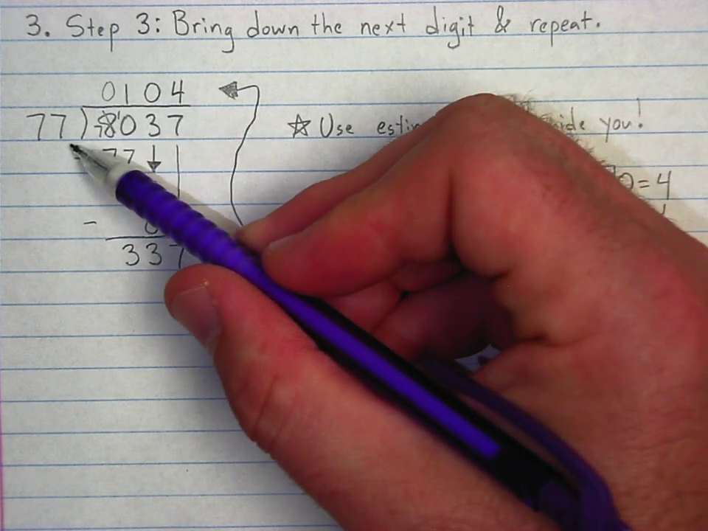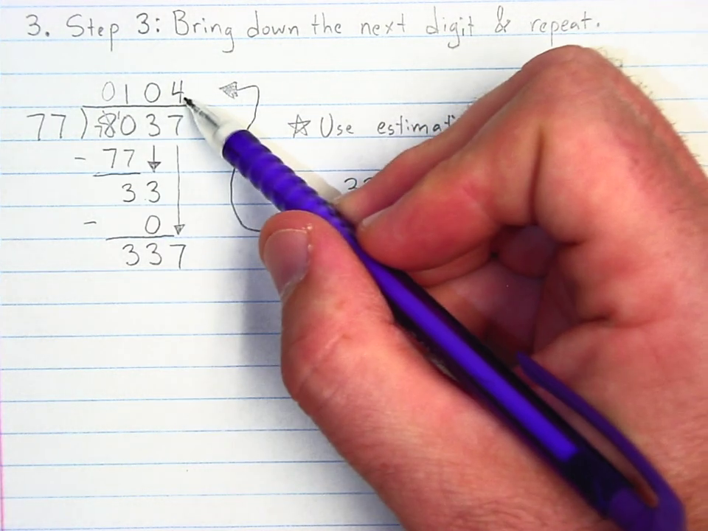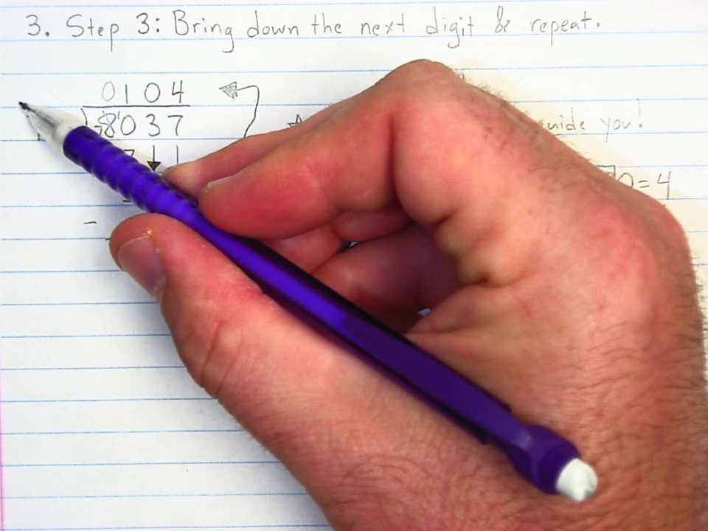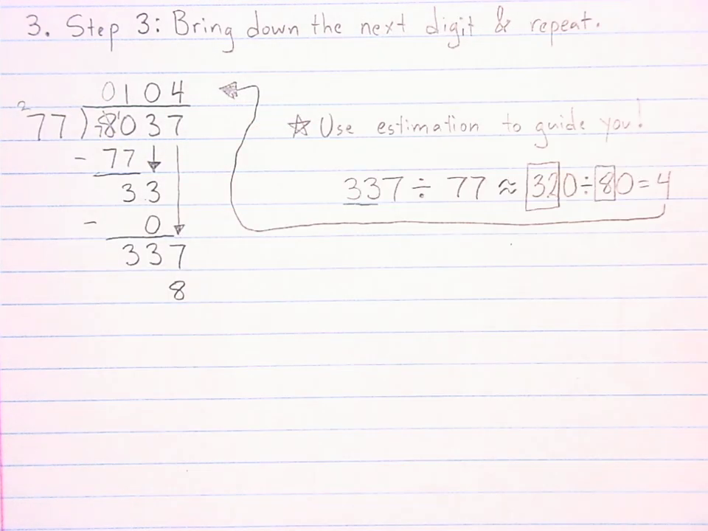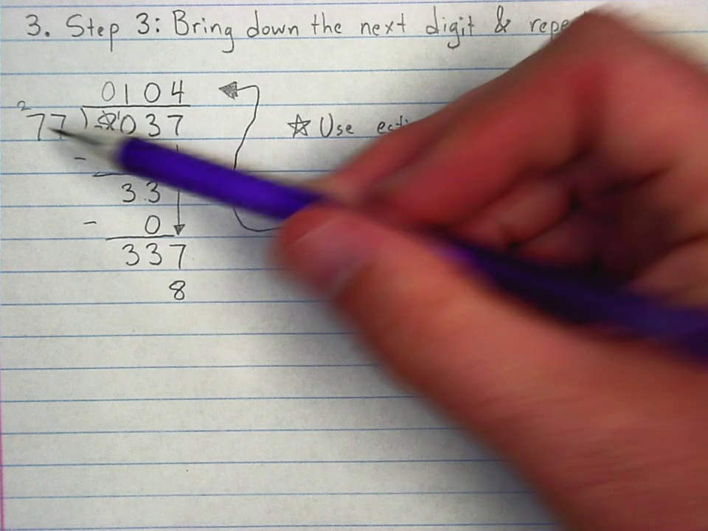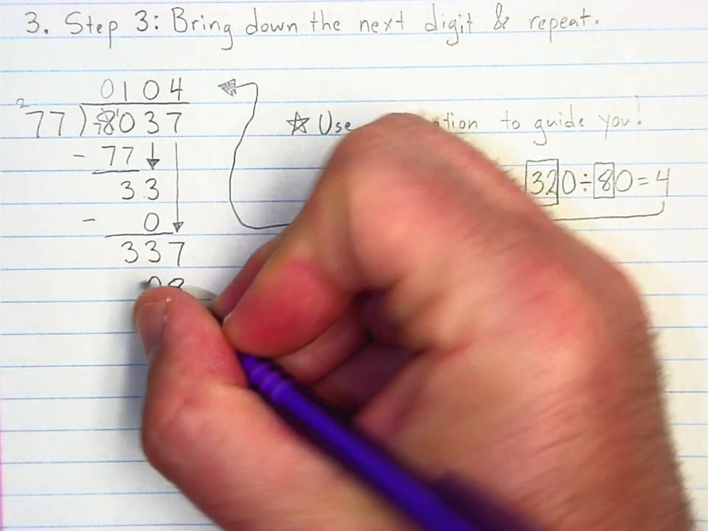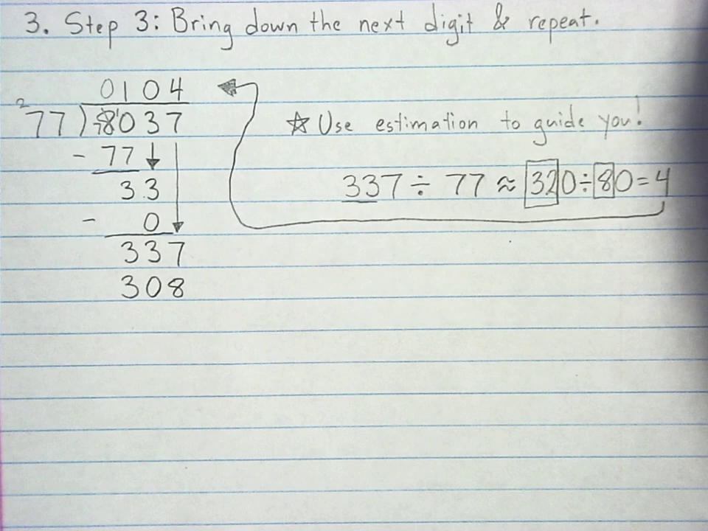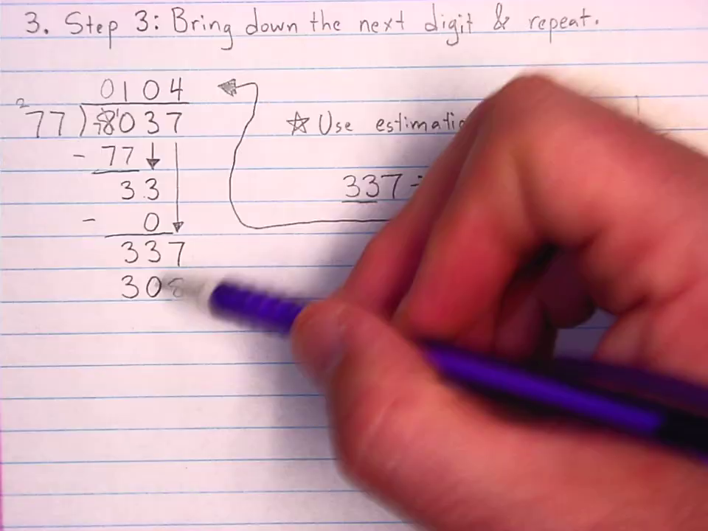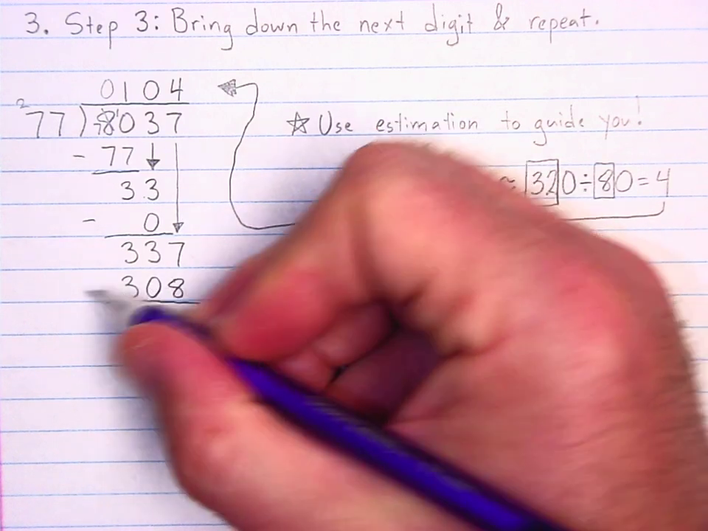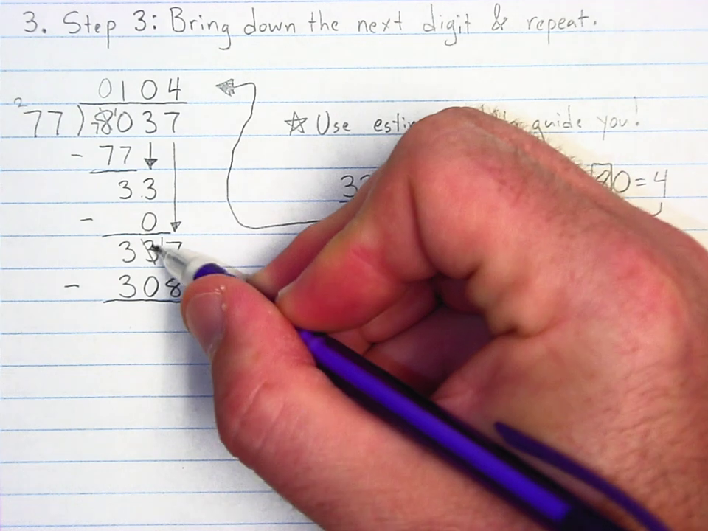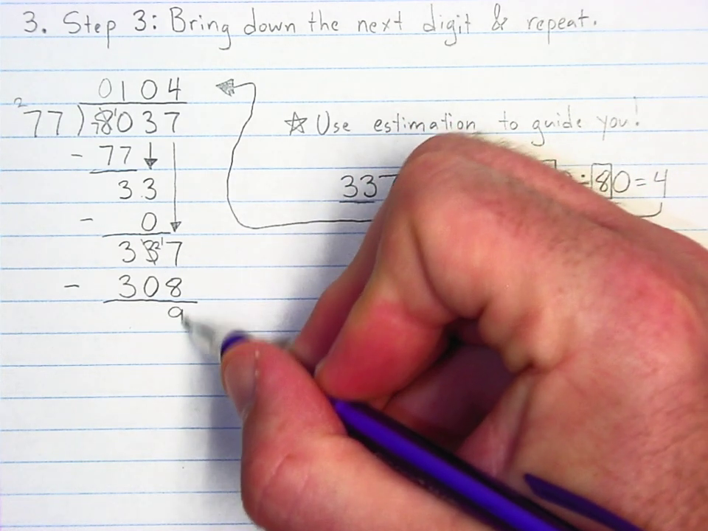4 times 77, well, 4 times 7 would be 28. Carry the 2, kind of imagine that sitting right up there. 4 times 7 again is 28 again, plus 2 would be 30. Okay. 4 groups of 77 would give me 308. I am going to remove that. I'm going to subtract that from the 337. Requires a little borrowing, but nothing we can't handle.